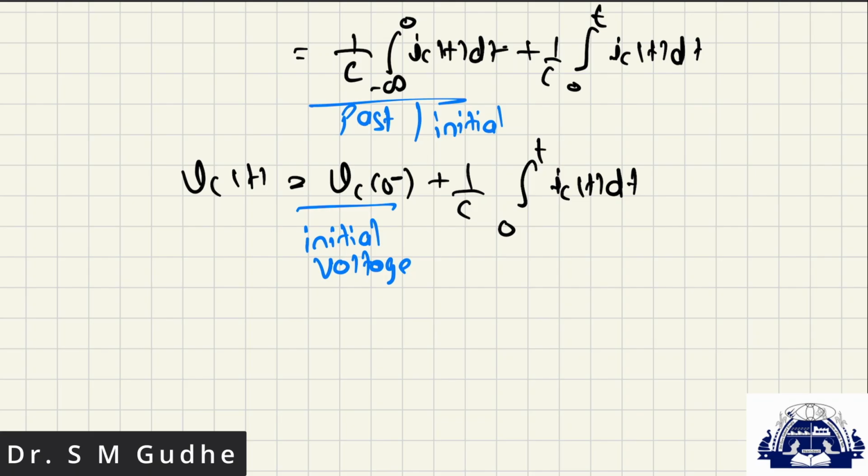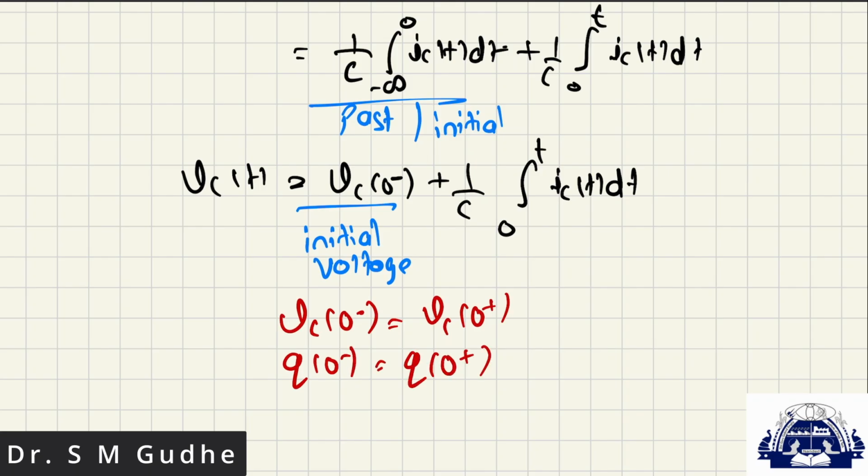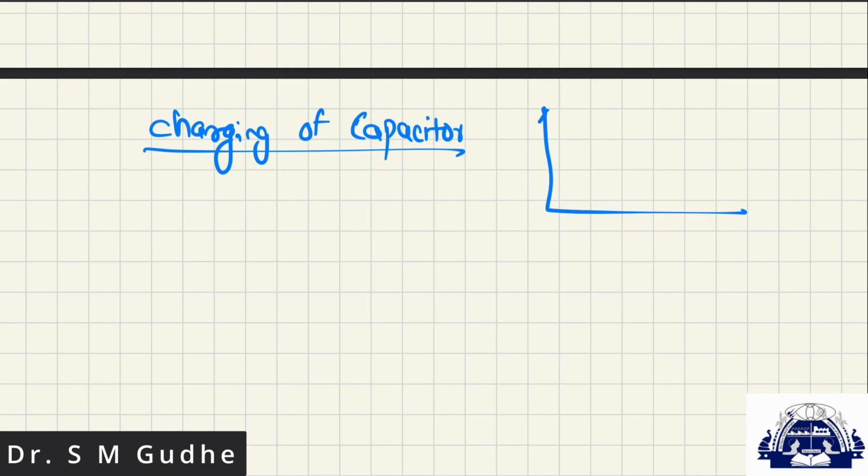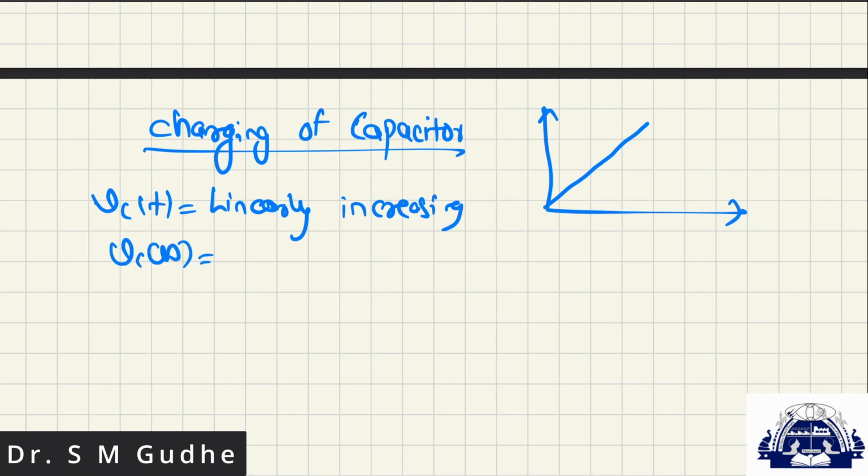And what is the property? VC of 0 minus is equal to VC of 0 plus, or Q of 0 minus is equal to Q of 0 plus. Both are the same thing. This is the property of the capacitor. Now let's move toward the charging of the capacitor. We assume that the capacitor voltage is getting charged linearly. VC of t is linearly increasing, and its maximum value, VC of infinity, will be the peak value.